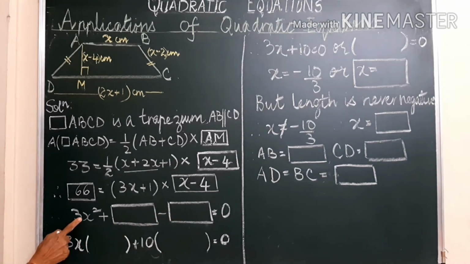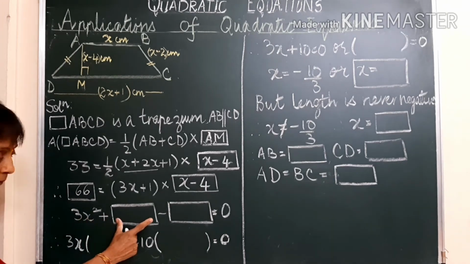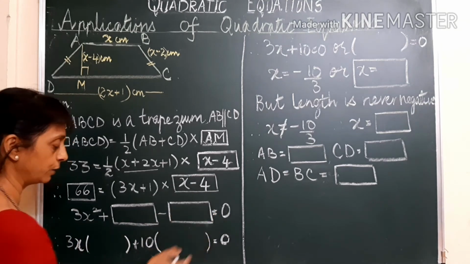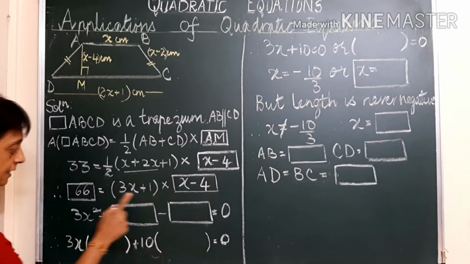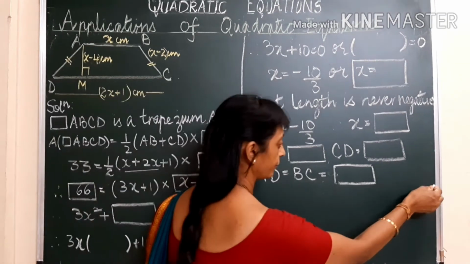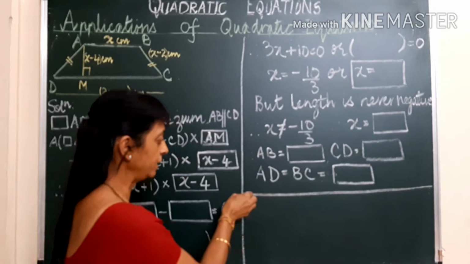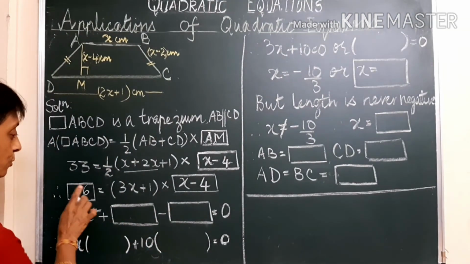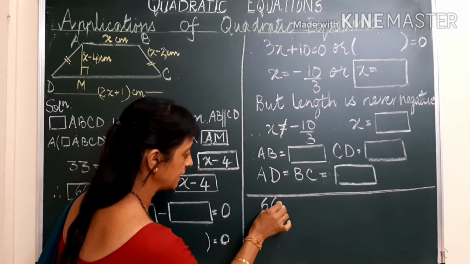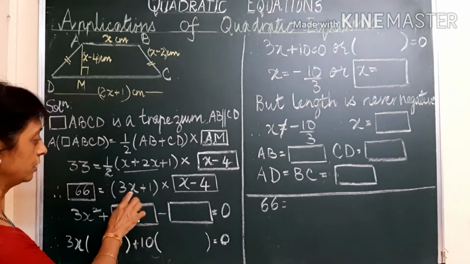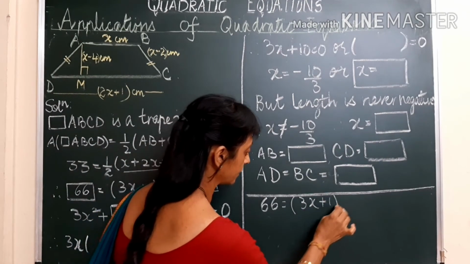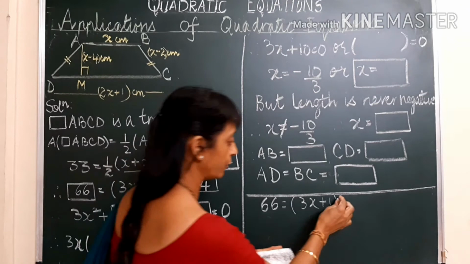What have they got over here? They have just got the value 3x squared plus into the empty box minus into the answer that we should get in the empty box is equal to 0. So, let's take this equation in the rough and solve it to get this answer so we can fill up the empty boxes. So, what do we have over here? 66 is equal to 3x plus 1 into x minus 4.